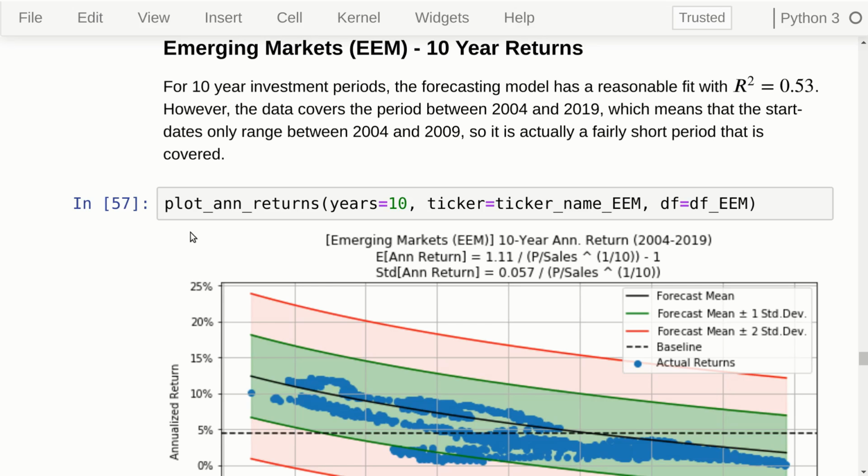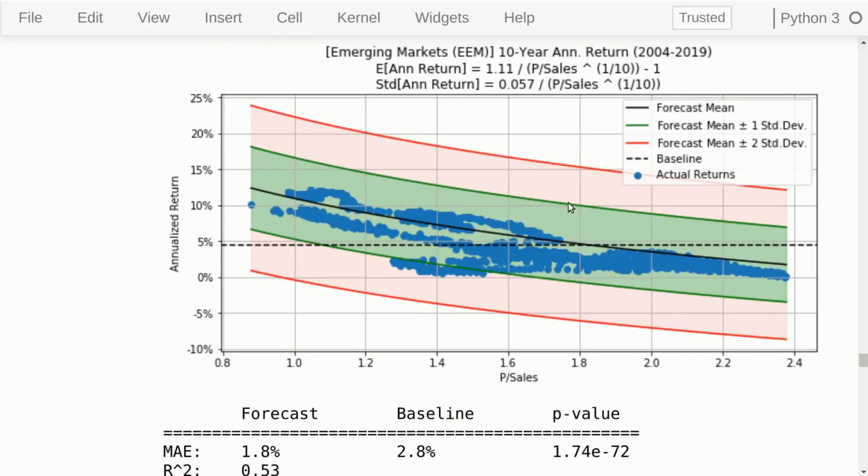Now let's try and look at 10-year annualized returns, and this looks somewhat better, and the R-squared value is now 0.53. But again, you have to remember that the last start date is in 2009, which means that we are only considering start dates between 2004 and 2009, so a 5-year period, which is not a lot of data. So you should perhaps not consider this to be a completely reliable result, and be careful when using this forecasting model to predict the future.